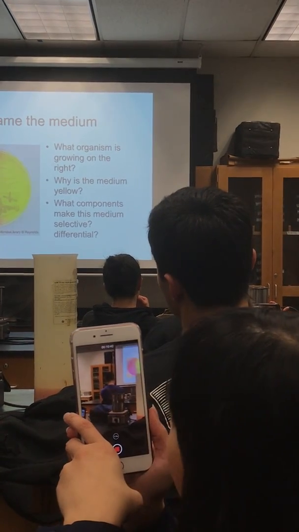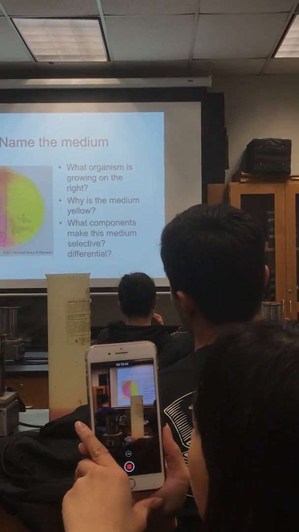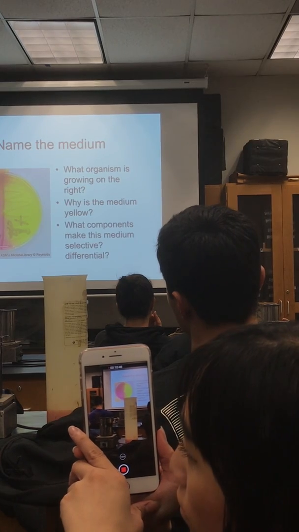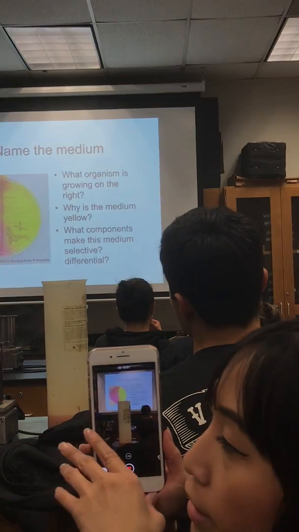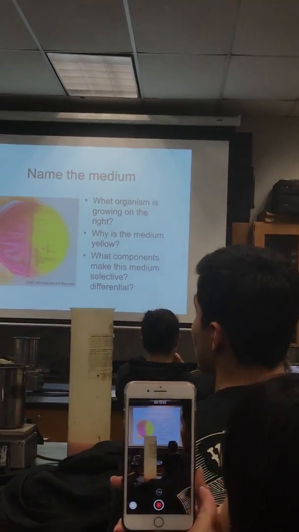Organisms that can ferment mannitol will produce acid, changing the indicator dye, which is what? What's the indicator dye in this medium? Phenol red. Okay?